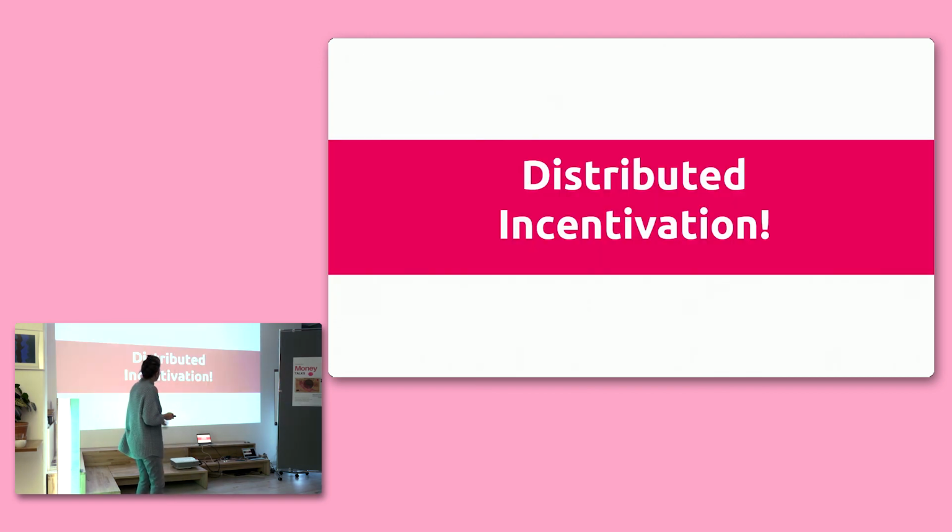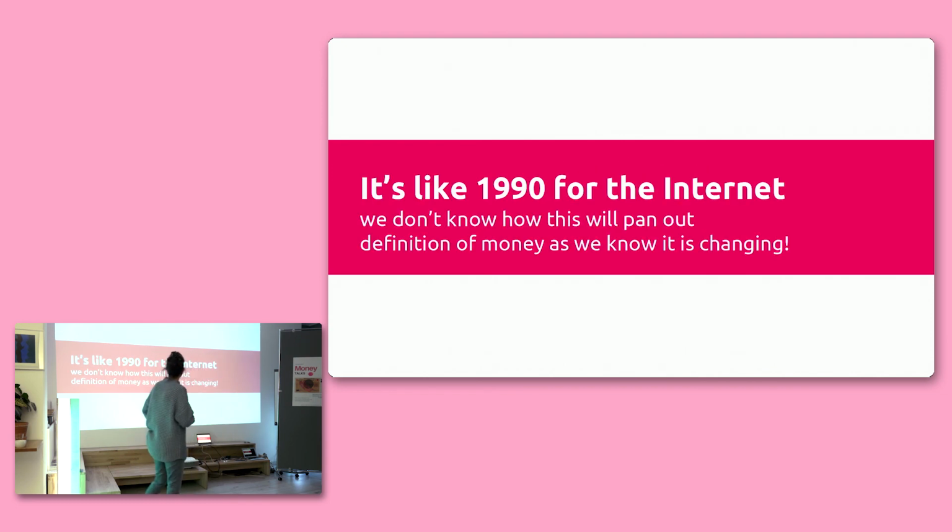To sum it up, distributed incentivization is the big power of blockchain. We can get people to do things by incentivizing them with the token. The question is, how do we want to incentivize them? And we don't know these things yet, so it's very early on in the game.